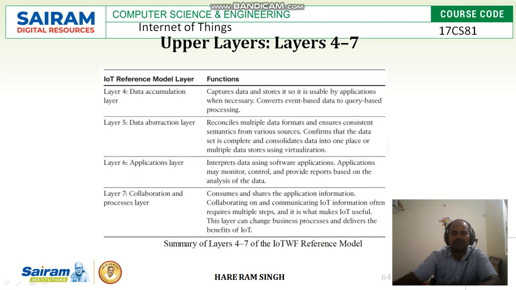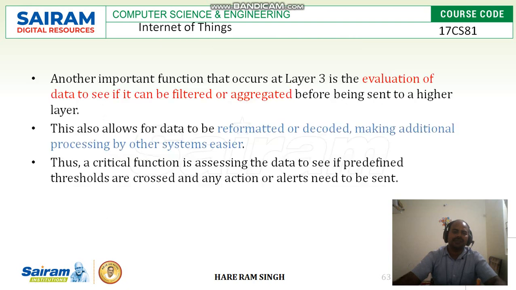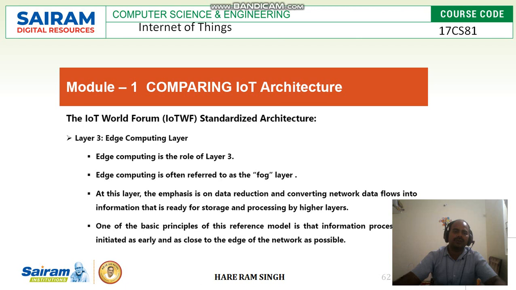So all the 7 layers are defined here. Each layer has its own roles and responsibilities. So with that, the second architecture, the IoT World Forum, IoT WF standardized architecture, is finished.